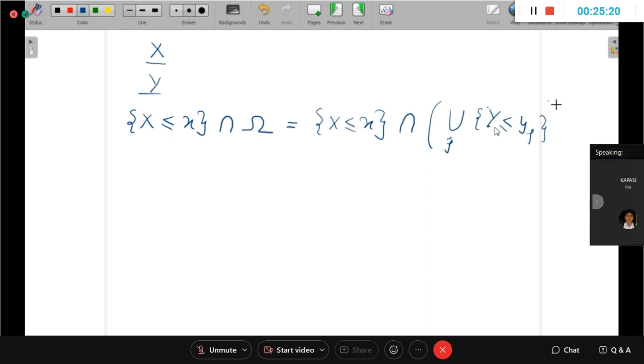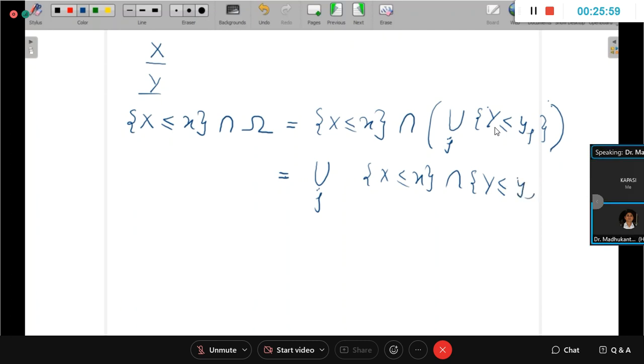Can I write this? Wait a minute. Yes, it will form, right? If you take all the possible yj's, it is going to be this. Now I can identify this as the union over j of x less than or equal to x intersection with y less than or equal to yj.